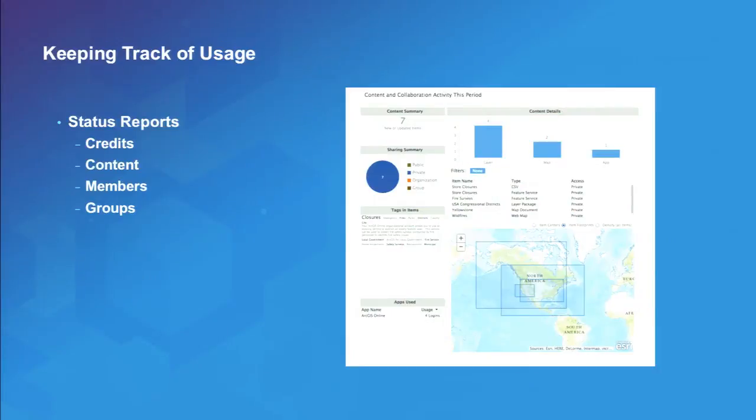Real quick, last slide here for my section. Just keeping track of usage of what's going on in your organization. There's what we call a status dashboard or status page, which shows you information about what's going on in your organization: credit consumption, who's using the credits, what kind of content you have, maybe public information that you have, all your members and what they're doing, and also information about groups and so on. So you can keep an eye on that.